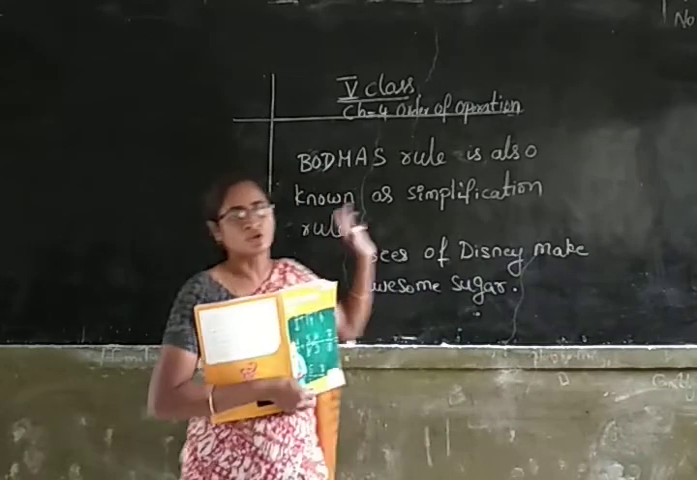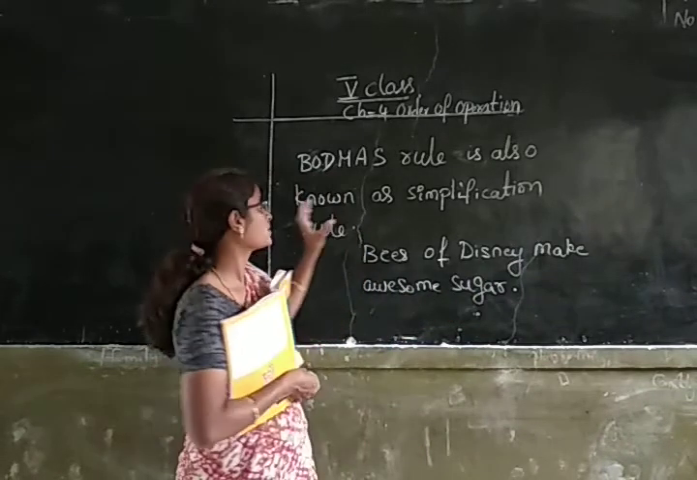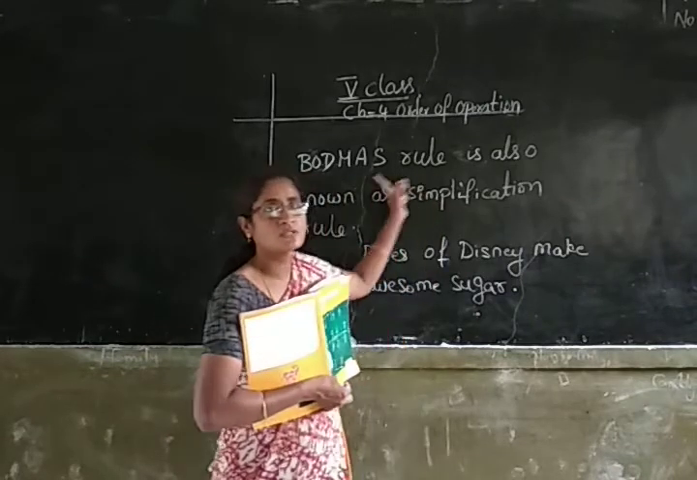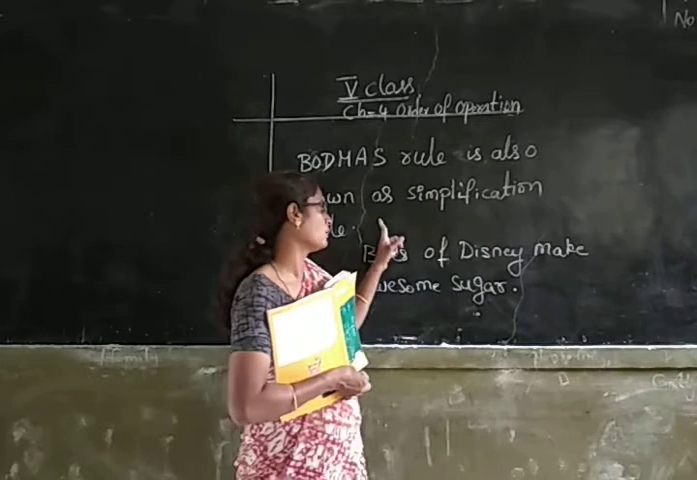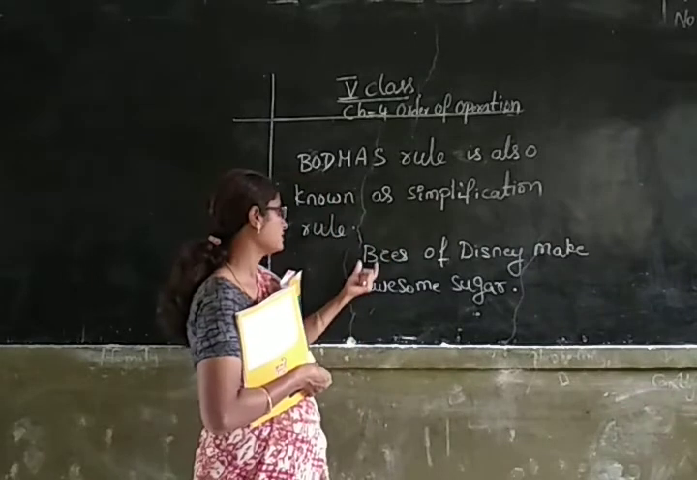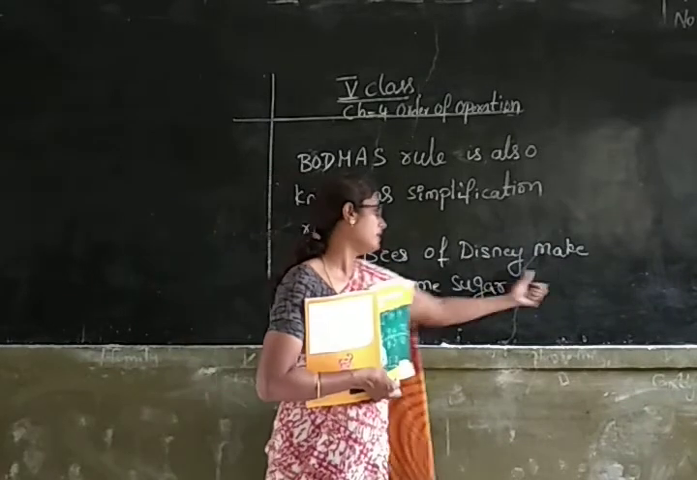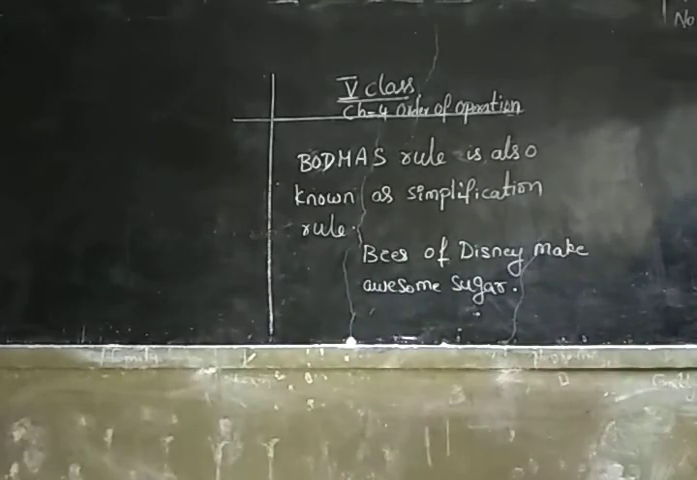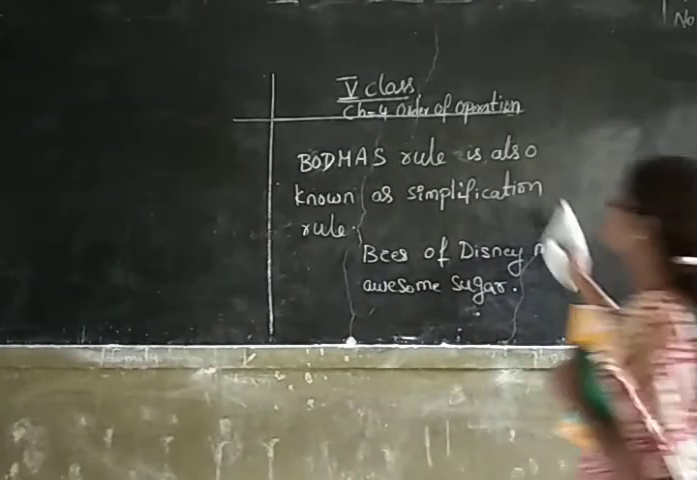Okay children, to solve the mathematical expression in an order, we should follow the BODMAS rule. It is also known as the simplification rule. You can remember BODMAS as B's of Disney make awesome sugar.